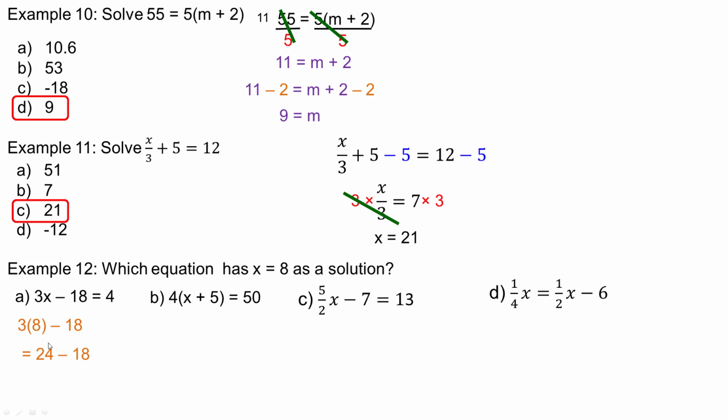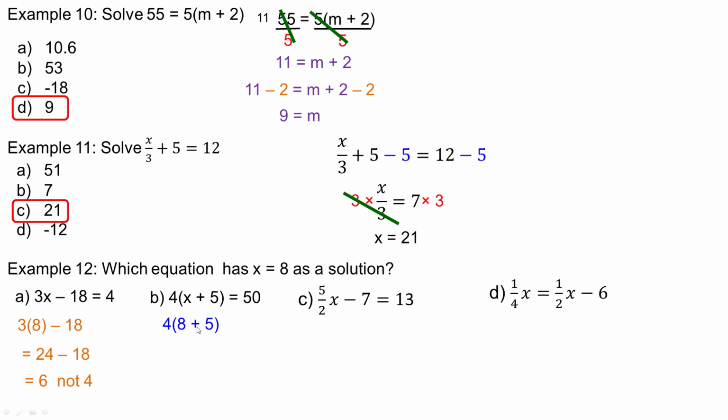So 3 times 8 is 24. Subtract 18. 24 minus 18 is 6. It's not 4. So 8 isn't the answer because it doesn't check in the equation. It doesn't make both sides have the same value. So A isn't right.